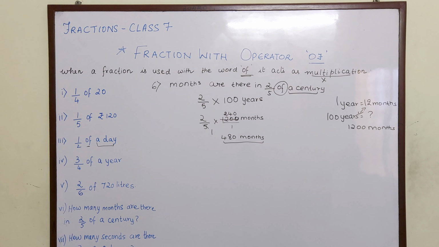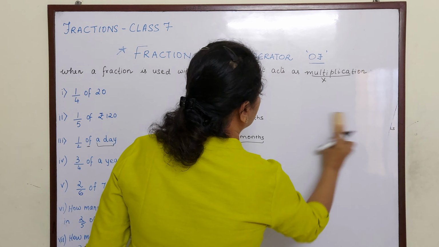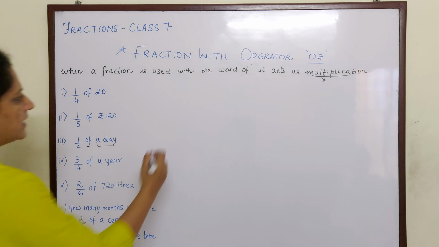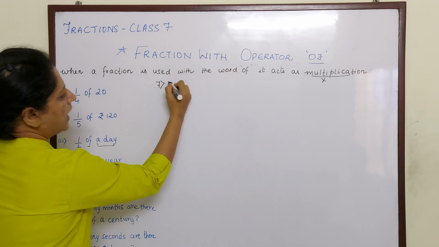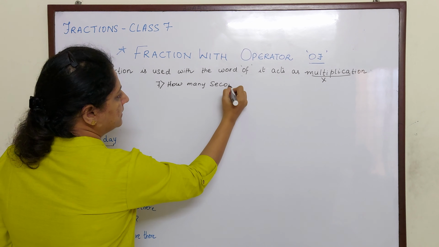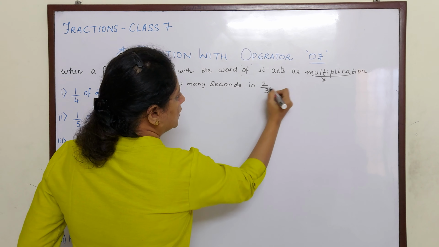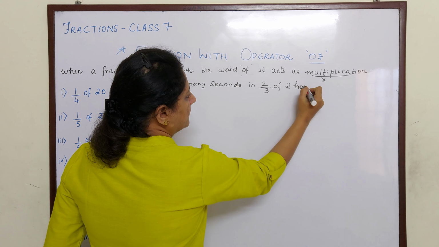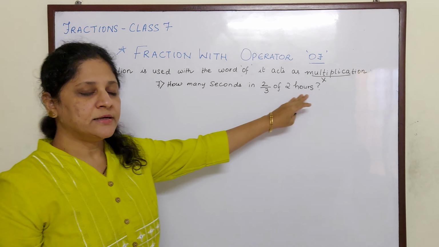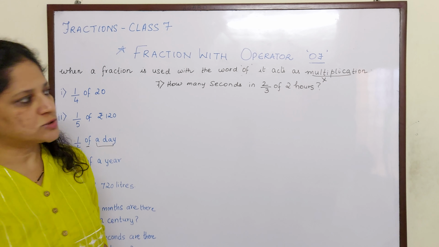Now let us come to the last sum. How many seconds are there in 2/3 of 2 hours? So now here also we are having the same problem, children. They have asked in the 7th sum, how many seconds are there in 2/3 of 2 hours? So children, now here it is seconds and here it is hours. So first we will convert hours to minutes and then minutes to seconds.